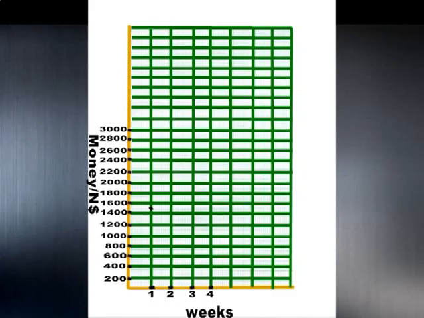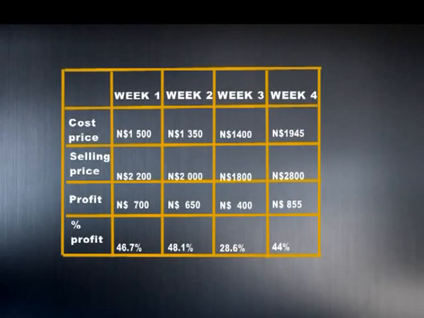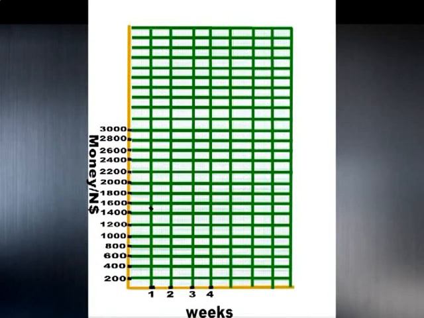I see. Okay, I'll do another one. Dad, what is the cost price in week two? It's $1,350. Okay, Mom. Now look where I'm going to put the ruler, on 1,350 of the y-axis. Can you see that?